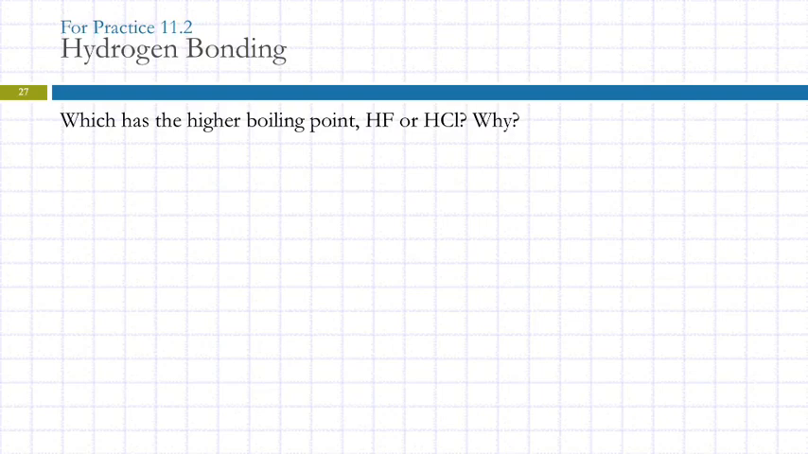Okay, so we should be able to answer a question like this. Which has the higher boiling point, HF or HCl? And then the dreaded question, why? Because if there wasn't a why, you could just guess and you'd have a 50% chance of being correct. So what do we do here? Well, I'm going to draw Lewis structures for these guys.